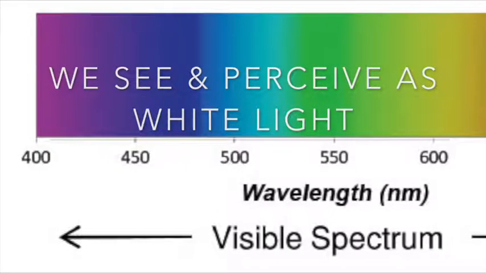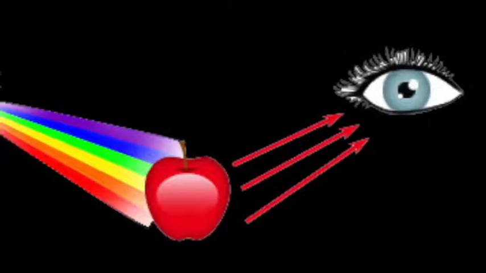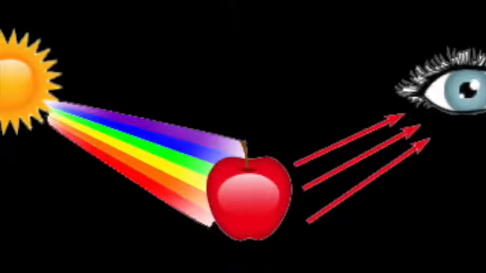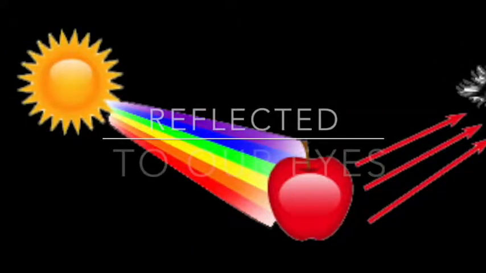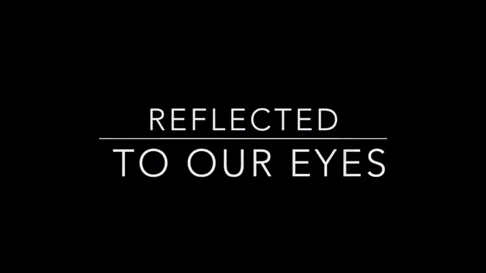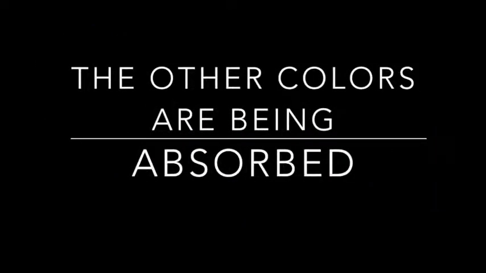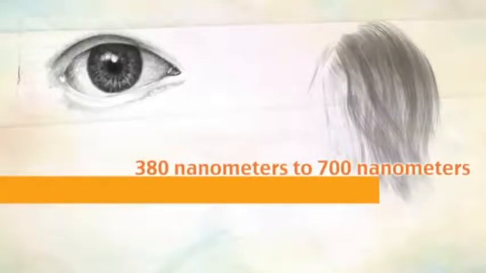Well, guess what happens when we see something that looks red to us? When we see something that's red, what's really happening is that red is being reflected to our eyes and the other colors are being absorbed. It's sort of like they're being blocked out. And all we see is red because that's all that's reflected to our eyes.